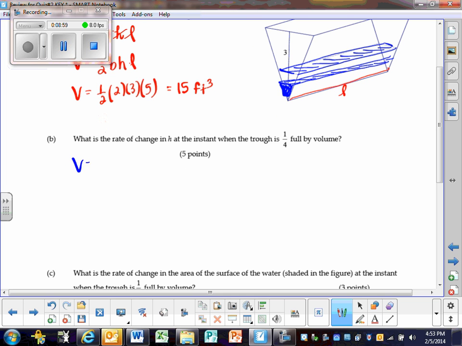So volume is equal to 1/2 base of the triangle, height of the triangle, length of the trough. The ratio of the base over the height is 2/3. So the base of the water divided by the height of the water is going to be 2/3 so that it matches the container. Since they're asking me about H, I'm going to get rid of B. B equals 2/3 H. I'm going to substitute that into my volume equation.